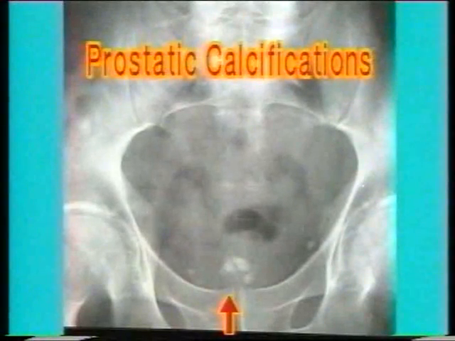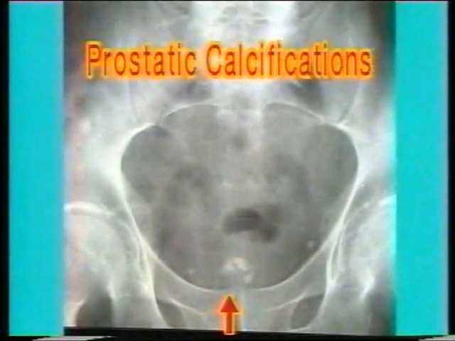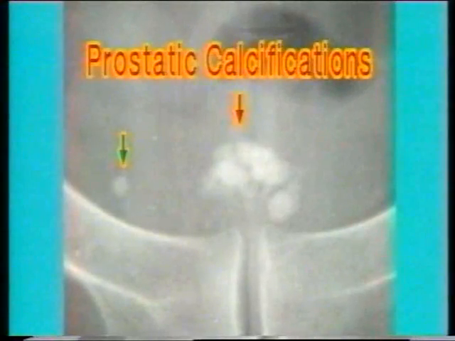This X-ray shows calcification just above the symphysis pubis, that is above the base of the bladder, but the shape is typical of a middle lobe of the prostate. So these are calcifications in an enlarged middle lobe which is protruding into the bladder.